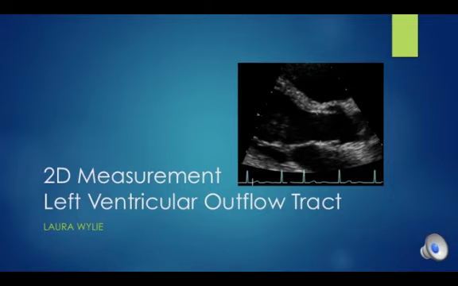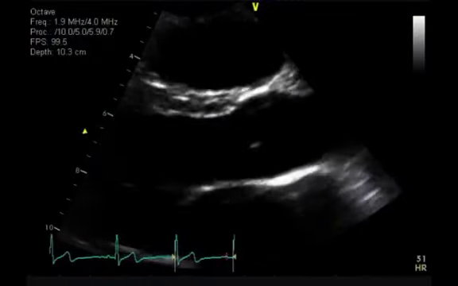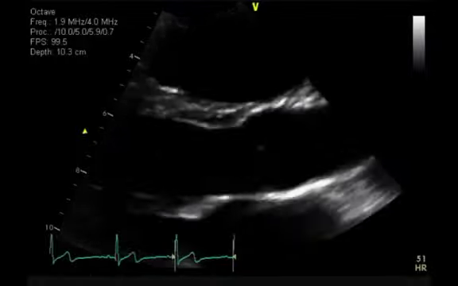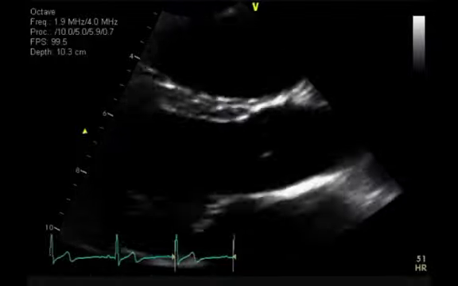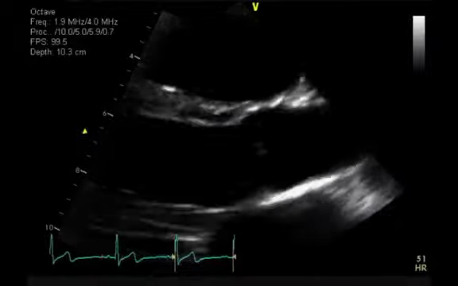2D measurement of the left ventricular outflow tract. The LV outflow tract diameter is measured from a zoomed view of the LV outflow tract and the aortic valve, recorded from the parasternal long axis view. We can see that this image has been well optimized.